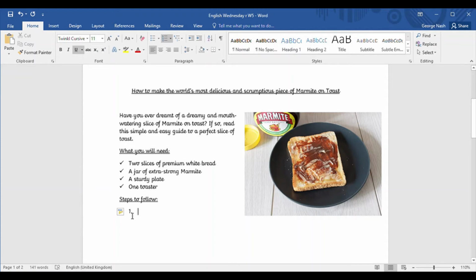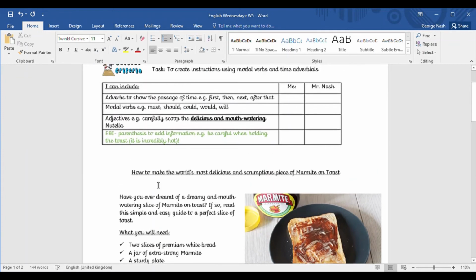Now I'm going to put numbers on the side. Why am I going to put numbers? Because it gives my reader something to follow. First, comma, you will, because I want to include modal verbs here. And I've included an adverb of time.